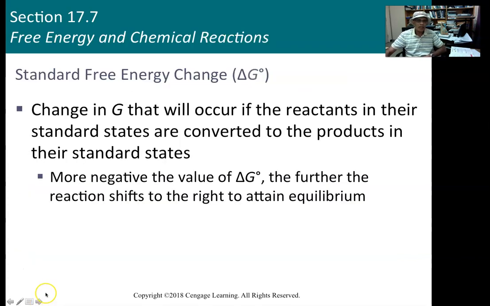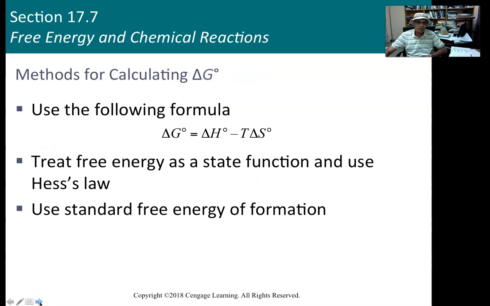Okay, let's begin with standard free energy change. This is the change in free energy that will occur if the reactants in their standard states are converted to the products in their standard states. This is the same sort of principle that we dealt with in the first law using enthalpy values. So if you look at an example, we will then follow through.